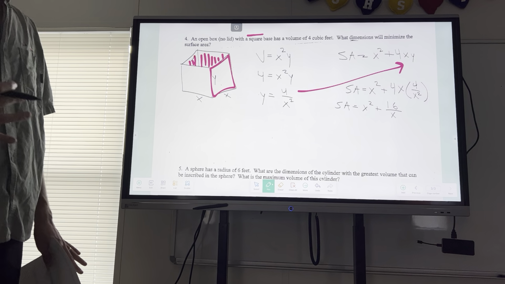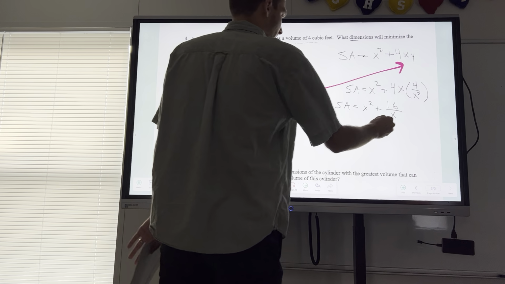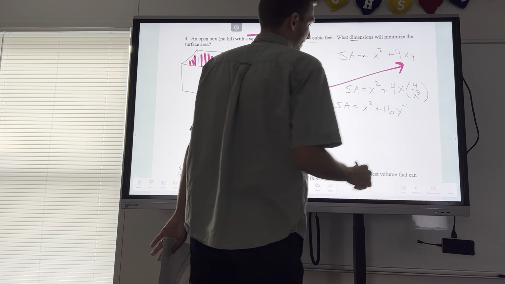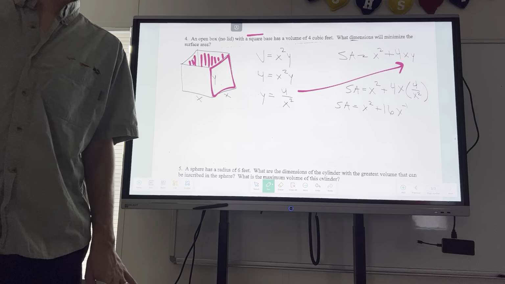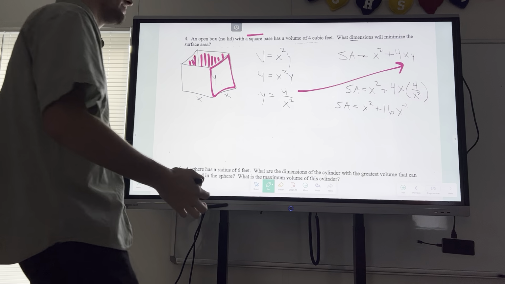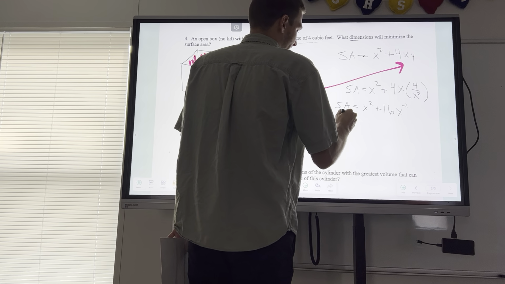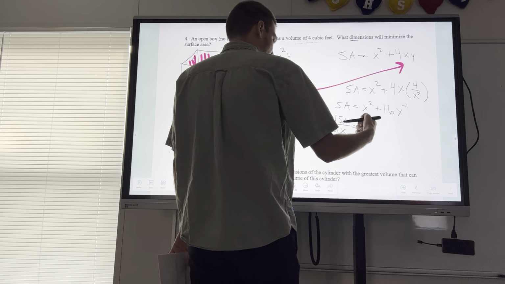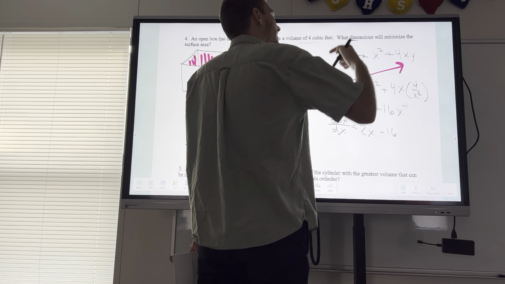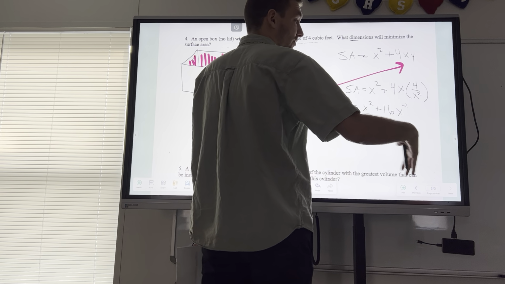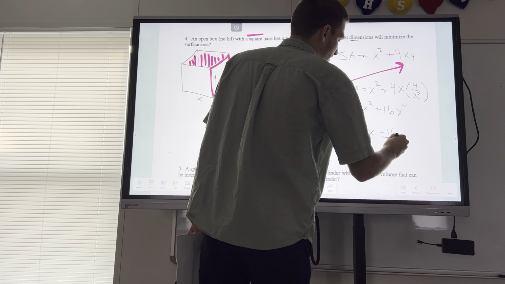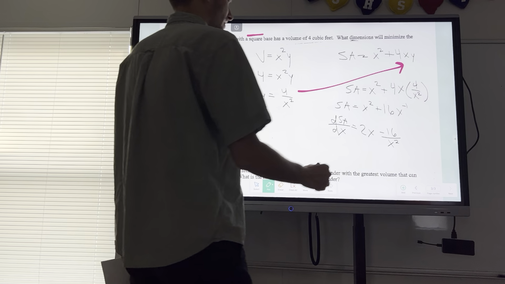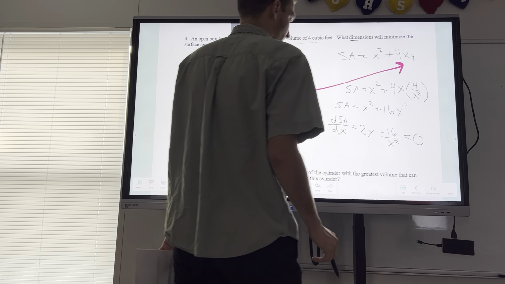I need to take the derivative of this, and if you want to be even better, maybe we write it like this: 16x to the negative 1 power, because now the power rule is just going to be so easy for us. The derivative of the surface area with respect to x is 2x. Put the negative 1 out front, negative 16. Take the negative 1 and subtract another, which takes us to negative 2. x squared on the bottom. Set that equal to 0.